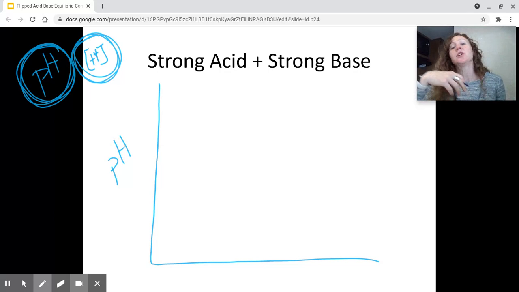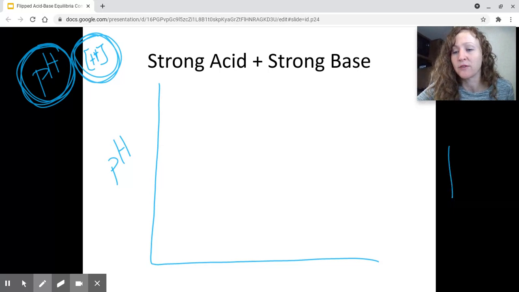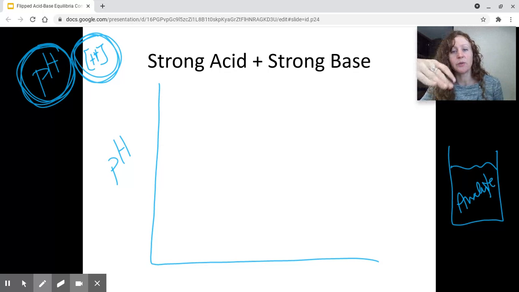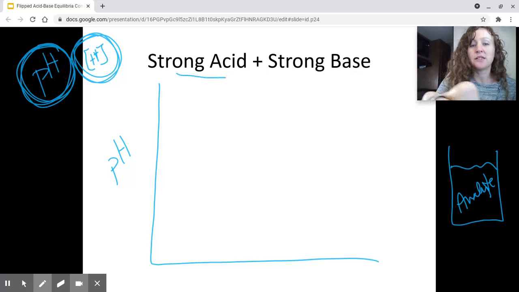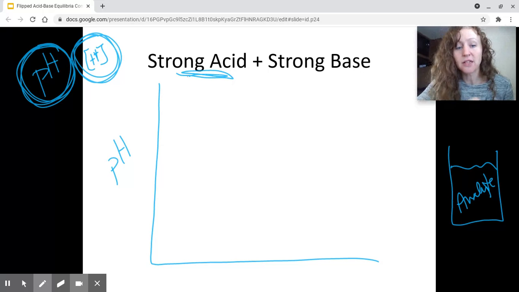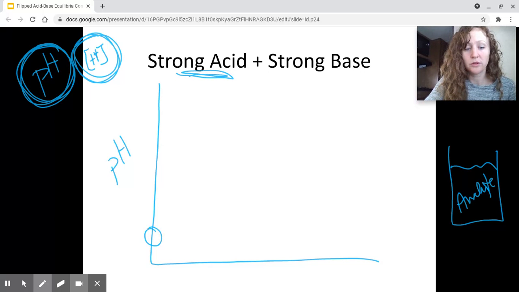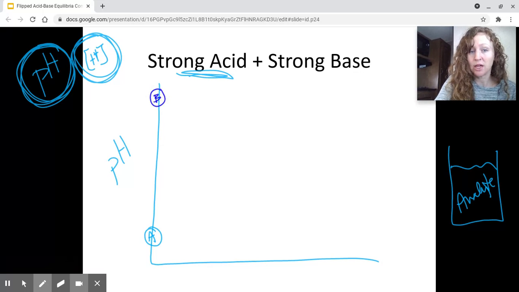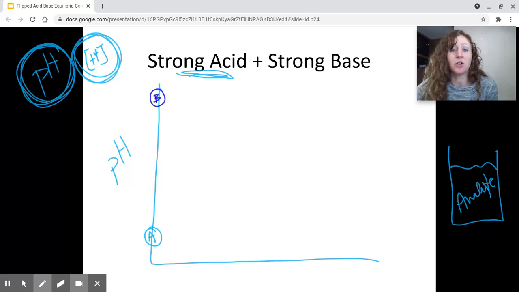So when you start mixing this stuff, the first thing you look at is the pH of your analyte. Now that's going to determine where you start on the graph. Is your analyte an acid? Then your pH will be low. Is your analyte a base? Then your pH is going to be high. So just by looking at your graph, you can automatically tell me what your analyte is going to be.